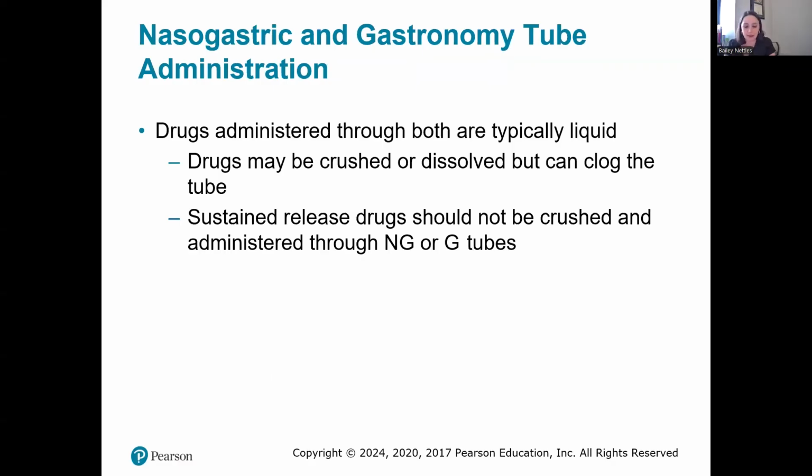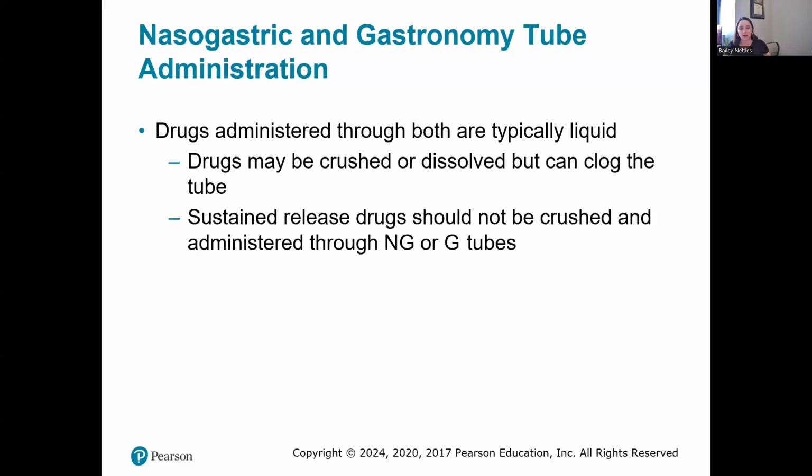NG and G tubes. Doesn't matter what they are, because they're just tubes that sit in your stomach, whether it starts in your nose and ends in your stomach, or starts outside your body and ends in your stomach. The whole purpose is it is a tube that sits in your stomach. So these are for when our patients cannot swallow at all. We bypass this whole swallow reflex and put it directly into their stomach. To do so, we have to crush the pills or they have to become a liquid. It either has to be a liquid form, a powder form that we can make into a liquid, or we have to crush them. So the same rules apply.